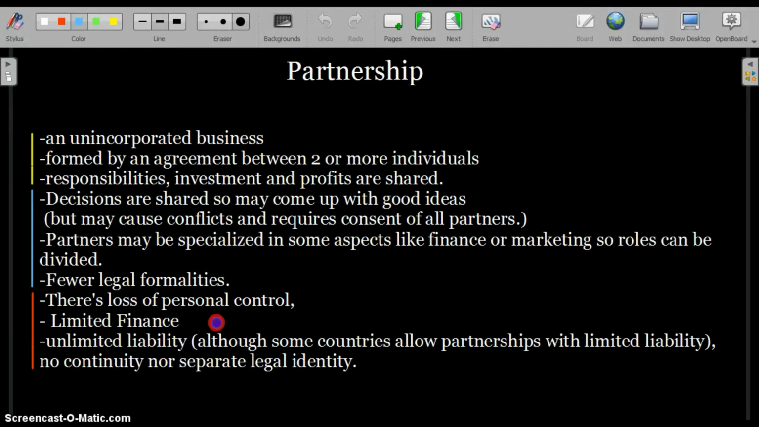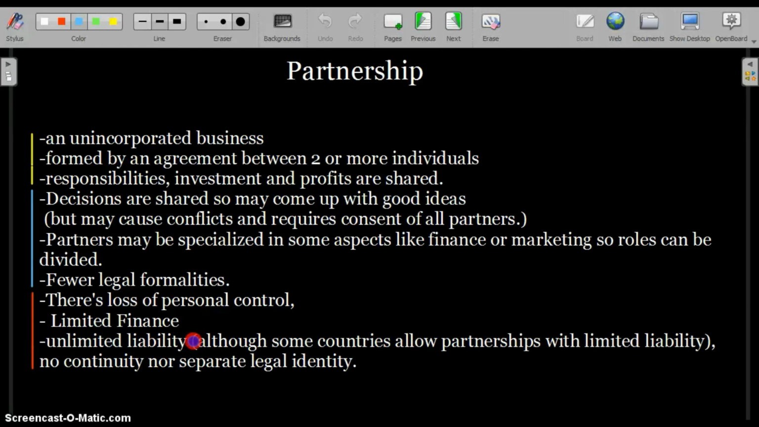There's limited finance. Now, sole traders also have limited finance. Over here, you're not the only person in the business. There are more people, so you all can pool your resources, your own savings. Your partners will also put in their own savings, but still it is not sufficient. The finance is still limited because you are still using your own savings, and even if you are able to convince banks, the loans provided by banks are still not sufficient. So that's one of the drawbacks.